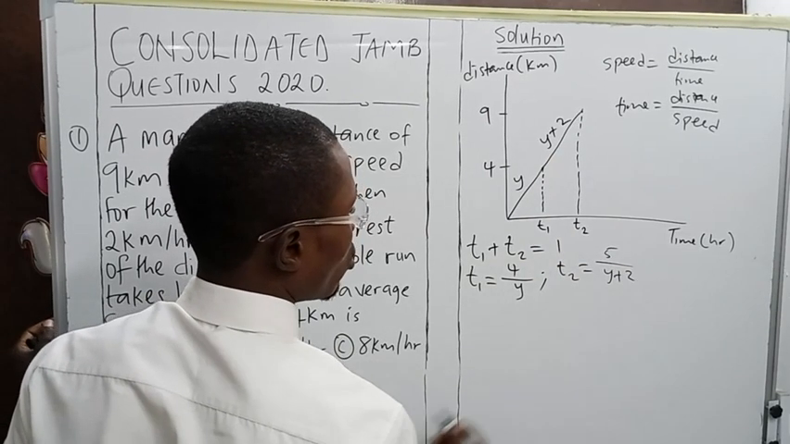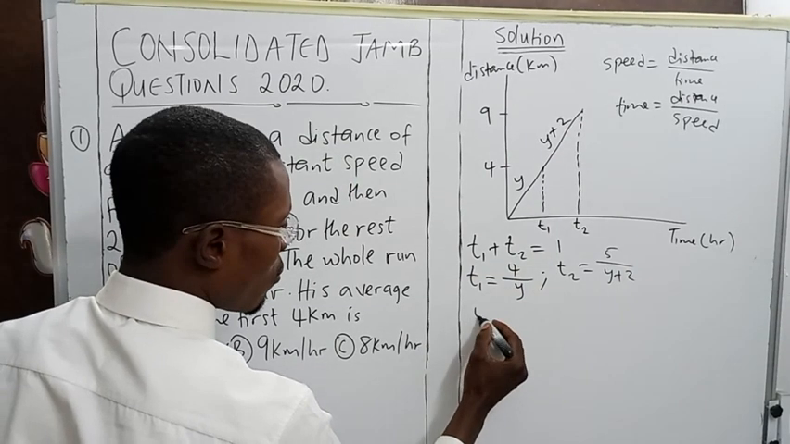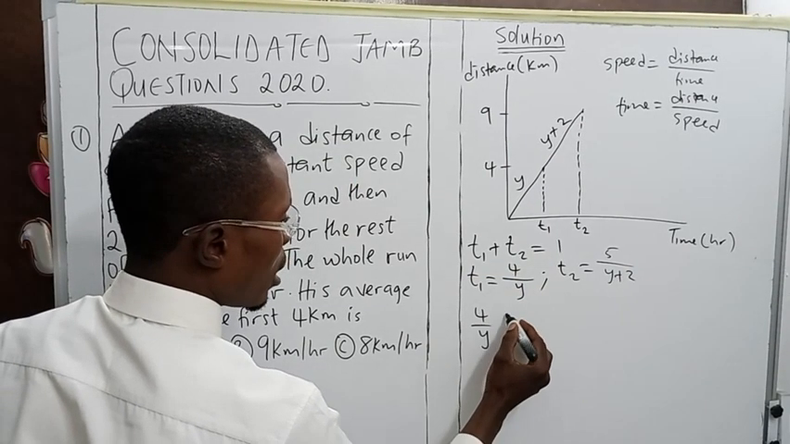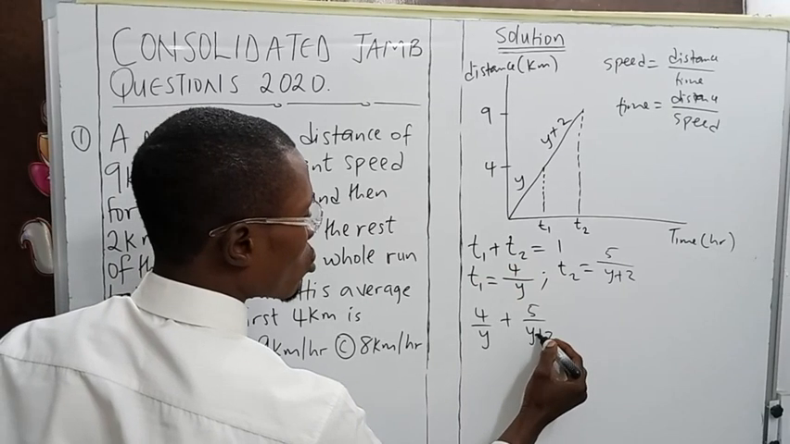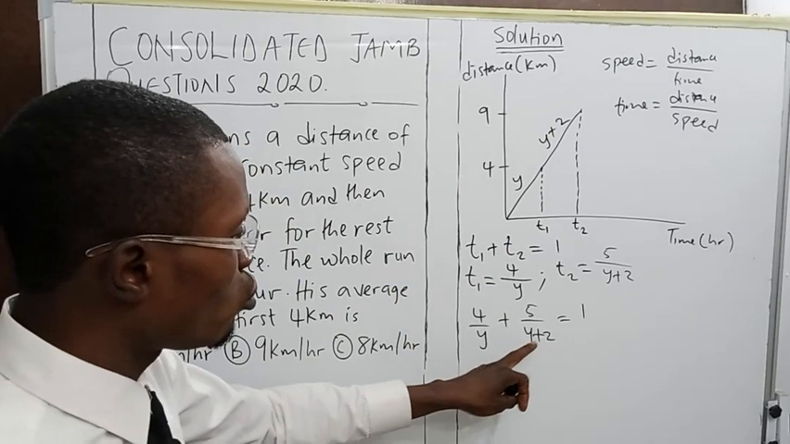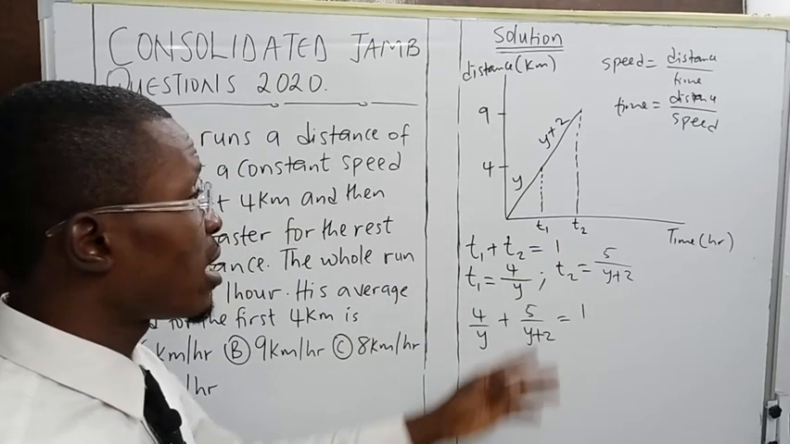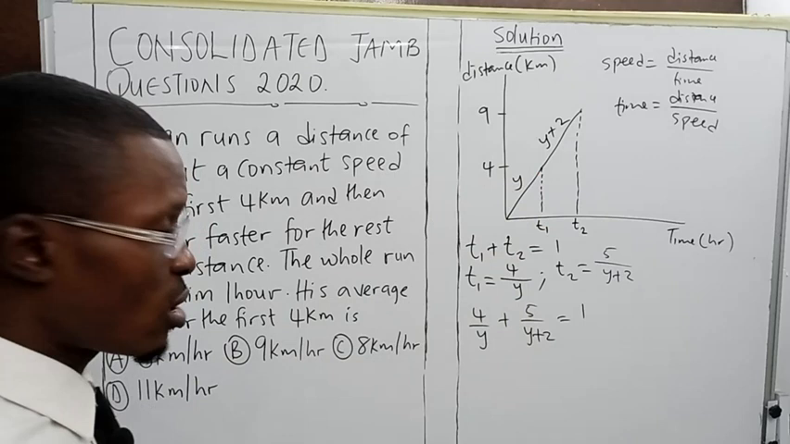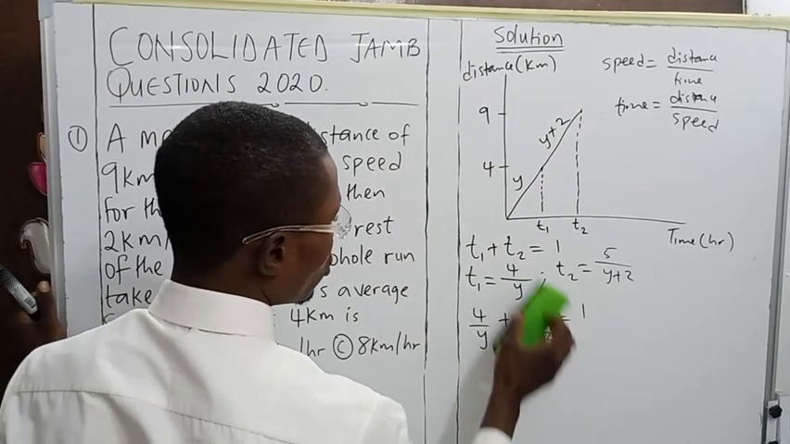Y plus 2. Now from this relation we can have that 4 over y plus 5 over y plus 2 equals 1. That is T1 plus T2 equals 1. So we solve this equation, we get the value of y, and that will give us the speed, which will give us the answer. So I'll clean this part of the board and we continue solving.